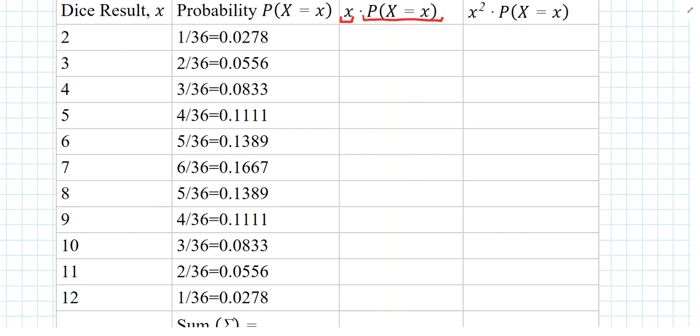Take a moment to multiply these values. For simplicity, round your answer to 2 decimal places. Pause the video now and resume playback in a moment to check your work.